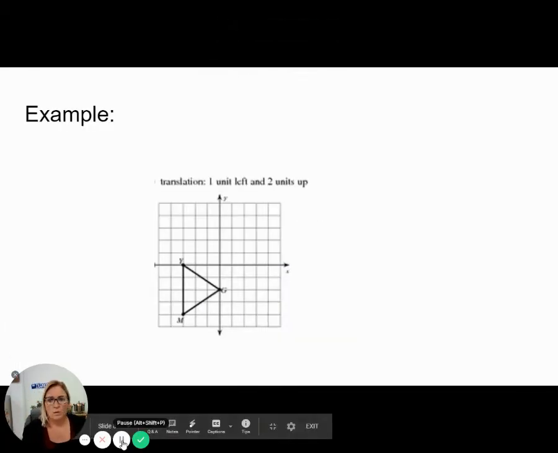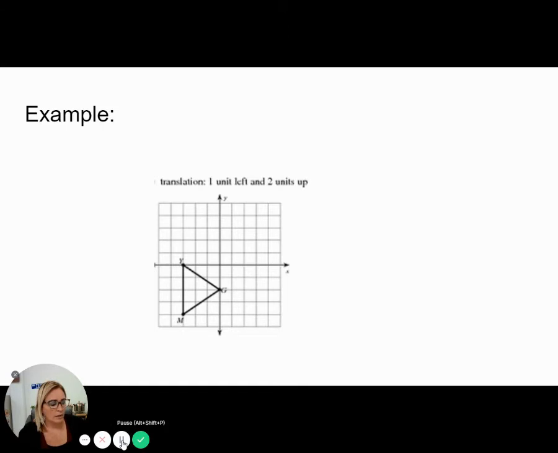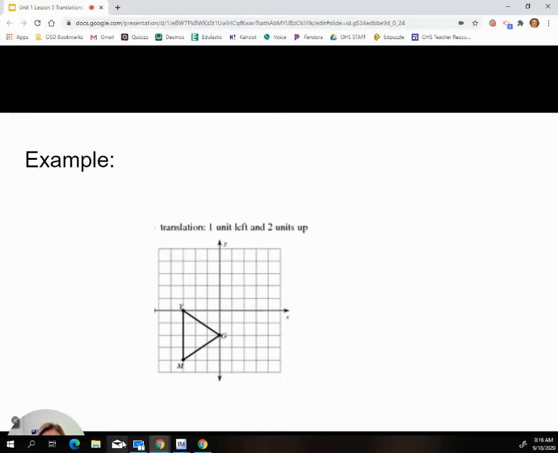Okay, so now we're going to work on one together, and I want you guys to do this along with me. The whole point of this is not just to watch me do this, but you should be working along with me so you know what you're doing.